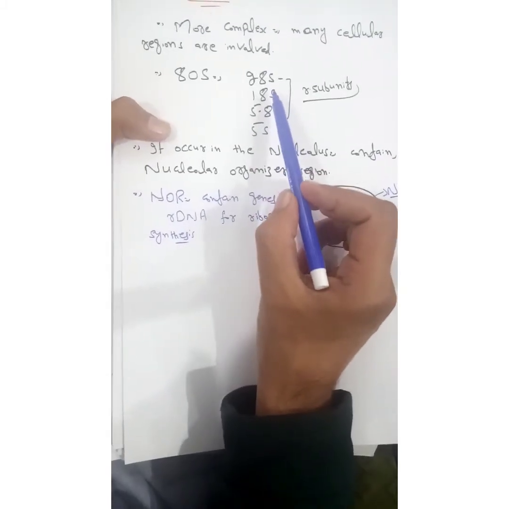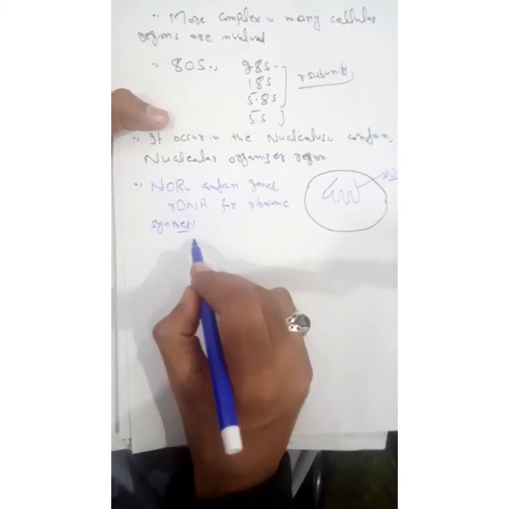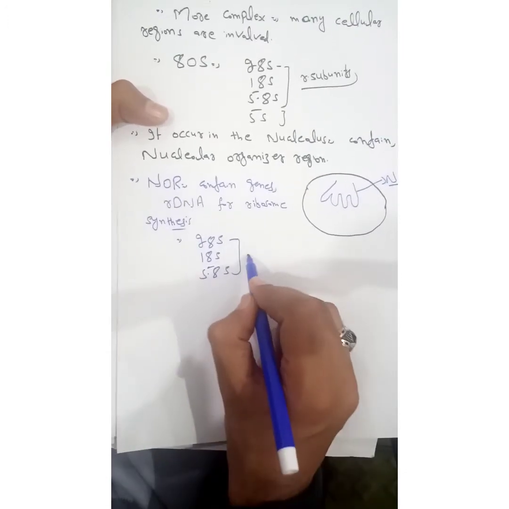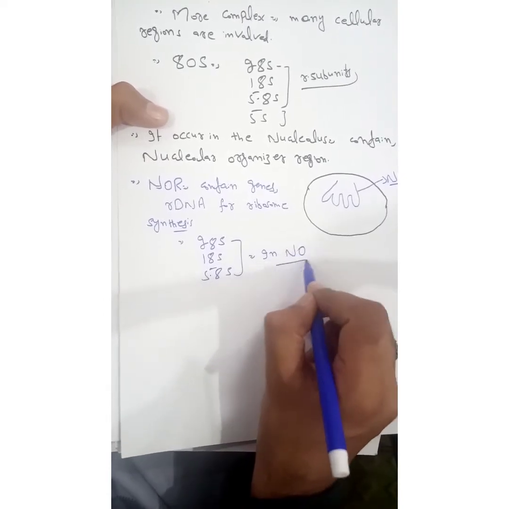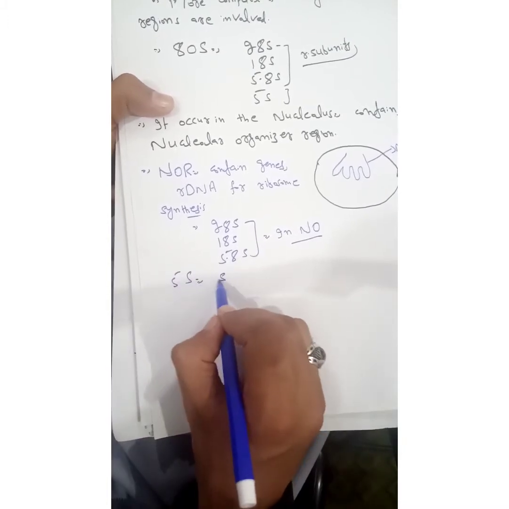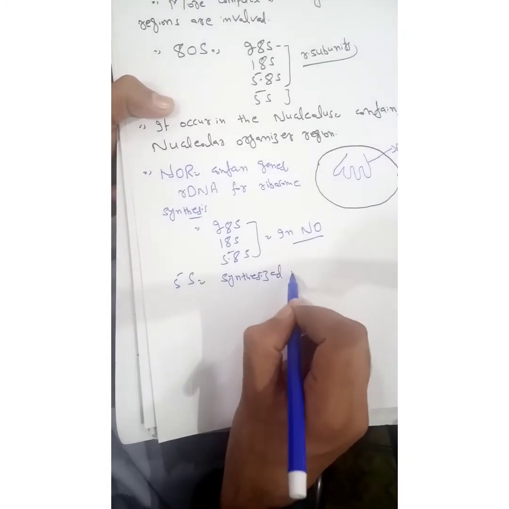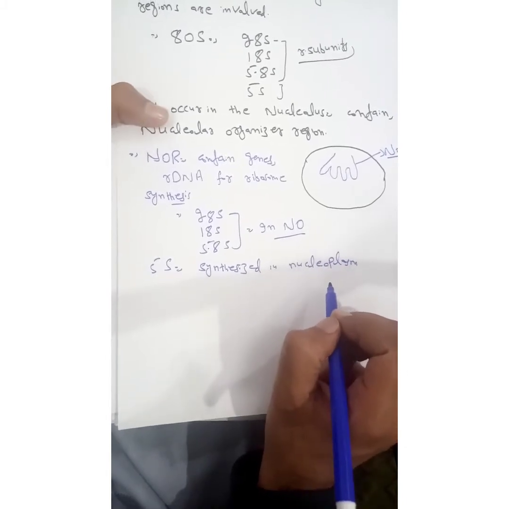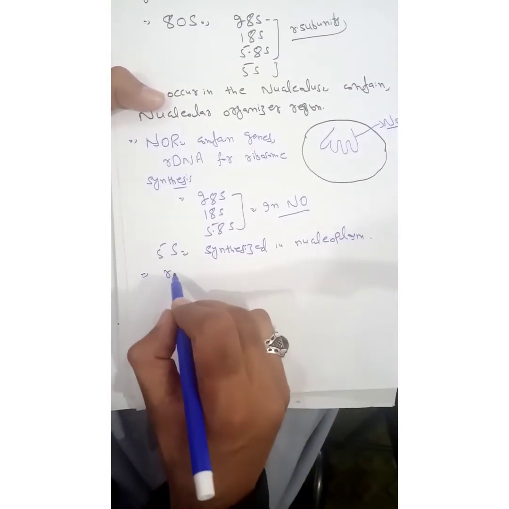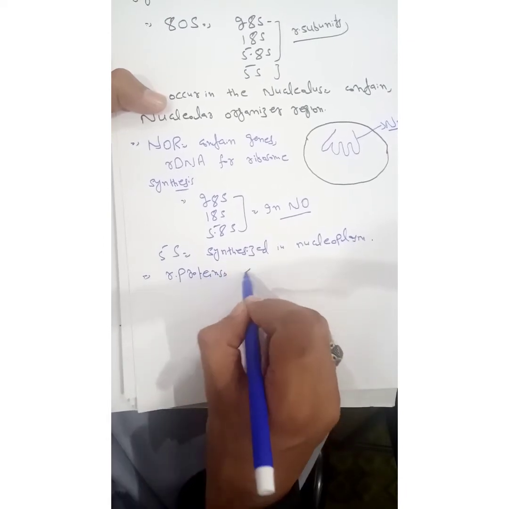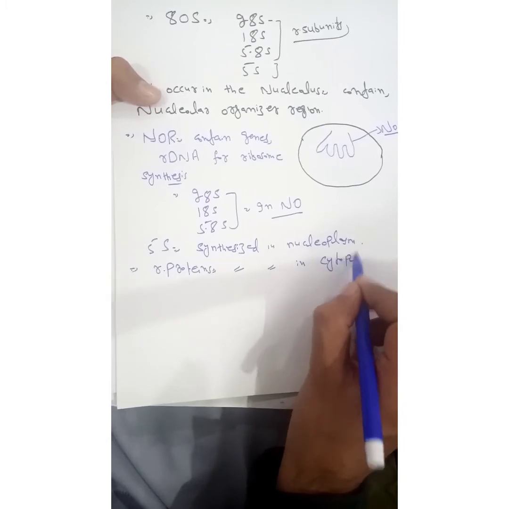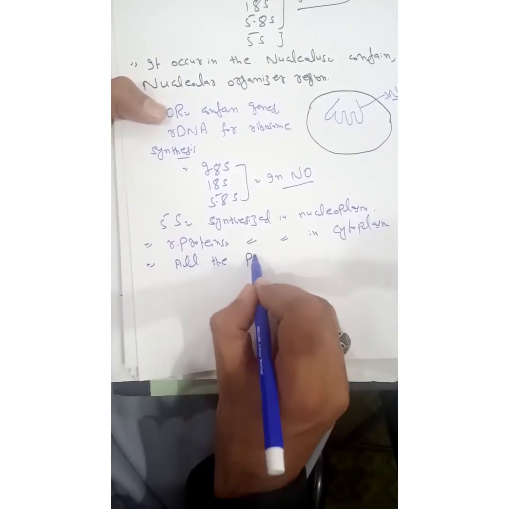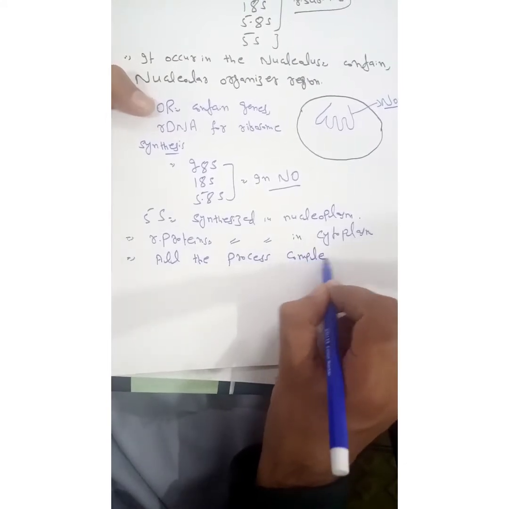All 4 subunits of the ribosome are not synthesized in the nucleolar organizer. The 3 subunits, 28S, 18S and 5.8S, are synthesized in the nucleolar organizer, while the 5S subunit is synthesized in the nucleoplasm. The genes for these subunits are present in the nucleoplasm, while the ribosomal proteins are synthesized in the cytoplasm. The mature ribosome synthesis completes in the nucleolus.